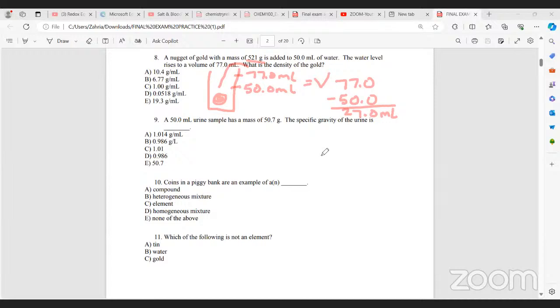So what are you going to do? Well, I remember my formula is D equals mass over volume. And since you're looking for the density, you're going to plug in the 521 grams and divide that by 27.0 milliliters.